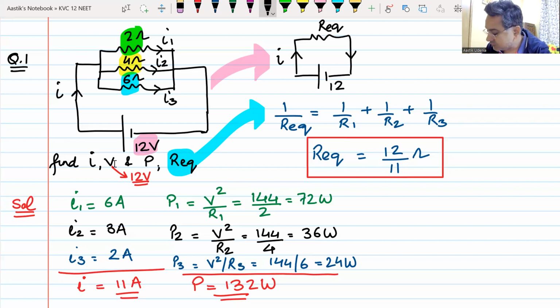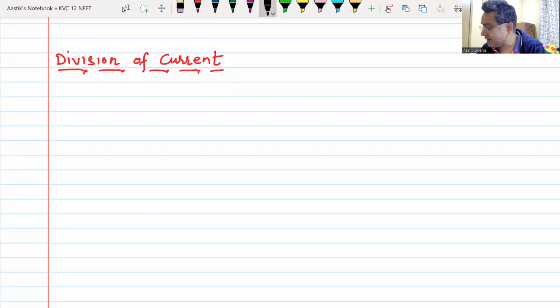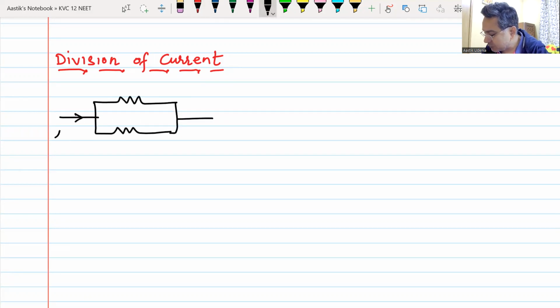And we write this small heading, division of current in parallel branch. If you have two parallel branches, how does current divide? So let me have these two branches. As you can see, these are two parallel branches, and let us say the total current that is coming in these two branches is I. This resistance is R1 and this resistance is R2.